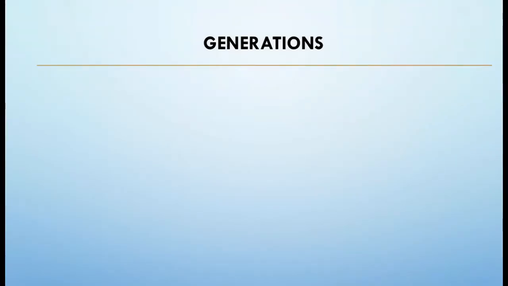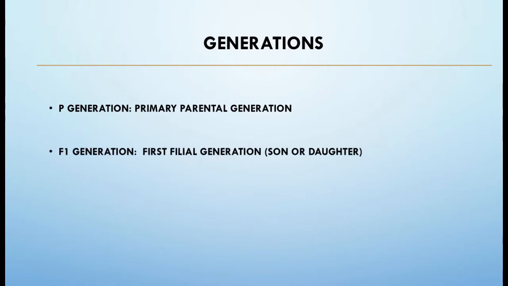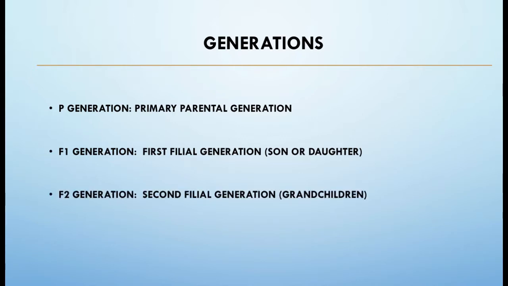Let's briefly discuss generations. P generation refers to the primary parental generation, which are purebred yellow or green parents. F1 generation refers to the first filial generation. Filial indicates a son or a daughter. These would be the offspring of the P generation. F2 generation refers to the second filial generation. These would be the offspring of the F1 generation, and they are also the grandchildren of the P generation.